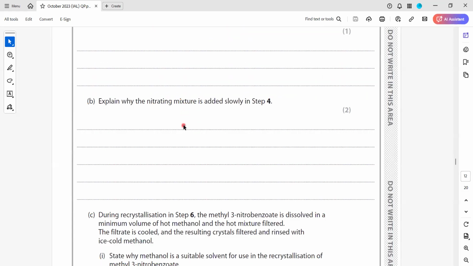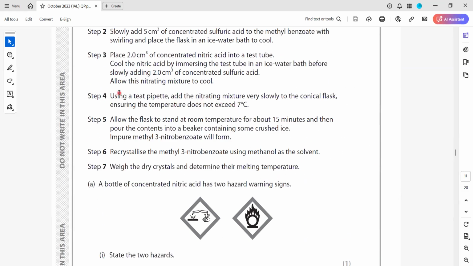Explain why the nitration mixture is added slowly in step 4. What was step 4? Use a teat pipette, add the nitrating mixture and around 7 degrees. So what is the main reason? Because when mixing is there, the reaction is highly exothermic. So as a result, what will happen? The temperature of the reaction mixture might increase too much. And why should we keep it at 7 degrees? Why not above 7? Because multiple nitration can happen.